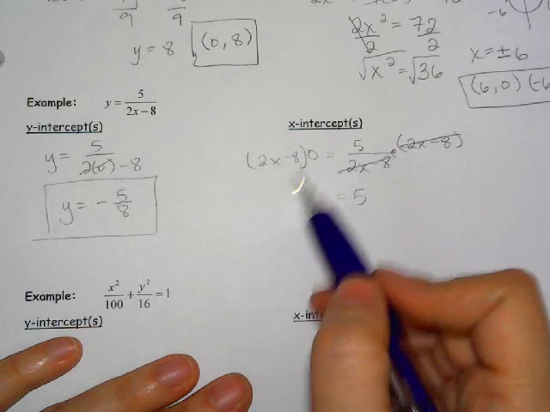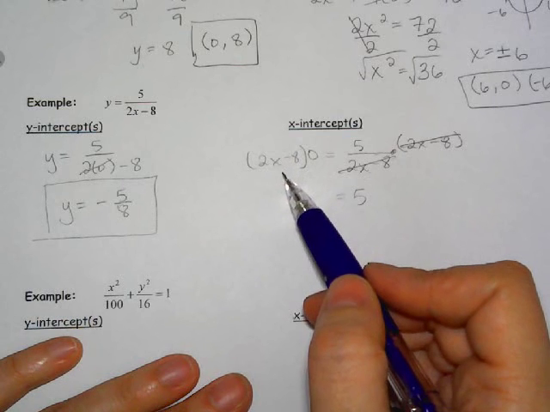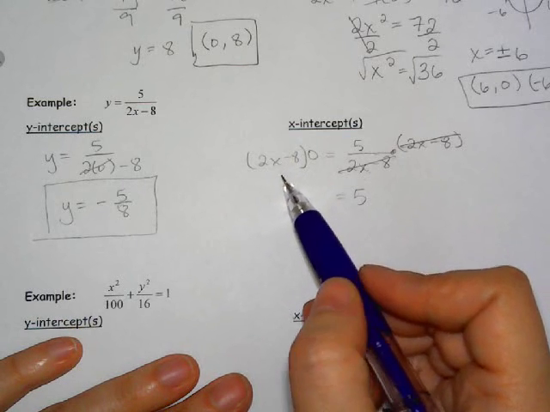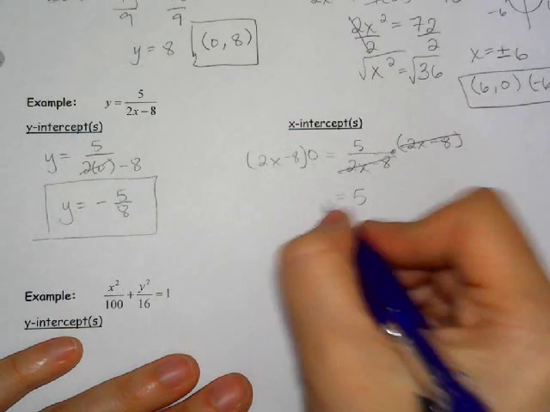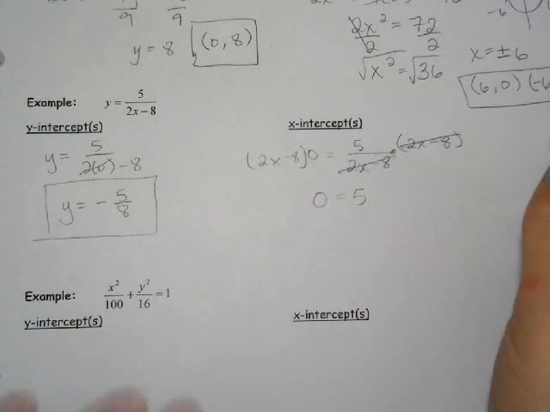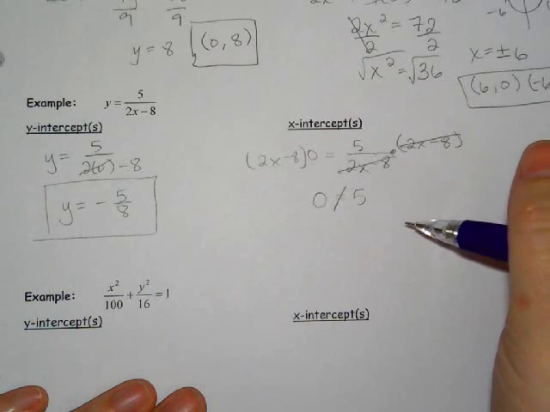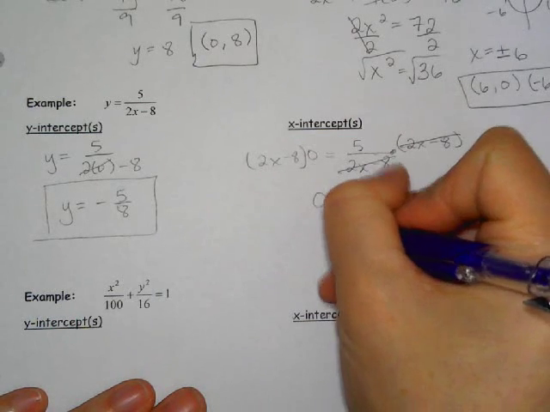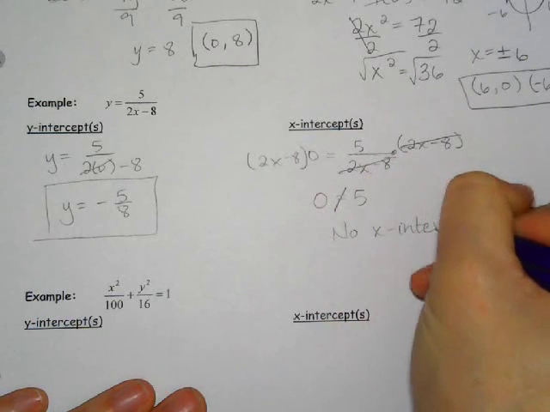What am I left with over here? I'm left with 0, because it's 0 times everything in here. So I have 0 equals 5. Is that true? No. So what does that mean about my x-intercepts? They do not exist. So there are no x-intercepts.